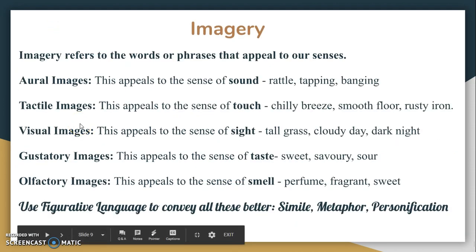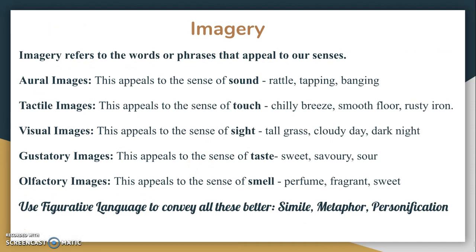This is what you use. You use imagery. Imagery is senses of sound, touch, sight, taste, smell. These words here are very good. You need to learn them. So imagery of sound, the rattle of something, the tapping of something, the sight. How do you describe grass? How do you describe the night? How do you describe the day? How do you describe how things taste? Very important to use imagery.